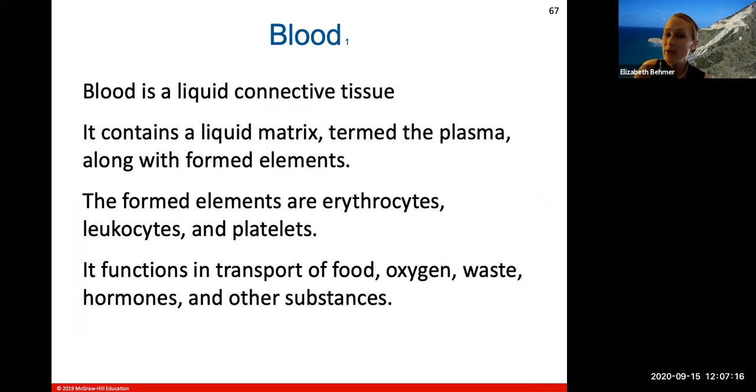Blood then is the liquid connective tissue. So it will contain liquid matrix, which is the plasma, along with formed elements. So in blood, it has plasma and formed elements. The plasma is the liquid matrix, and the formed elements are all the cells: the erythrocytes, your red blood cells, your leukocytes, which are white blood cells, and platelets. Blood helps to transport food, glucose, oxygen, waste, hormones, other substances, and carbon dioxide.